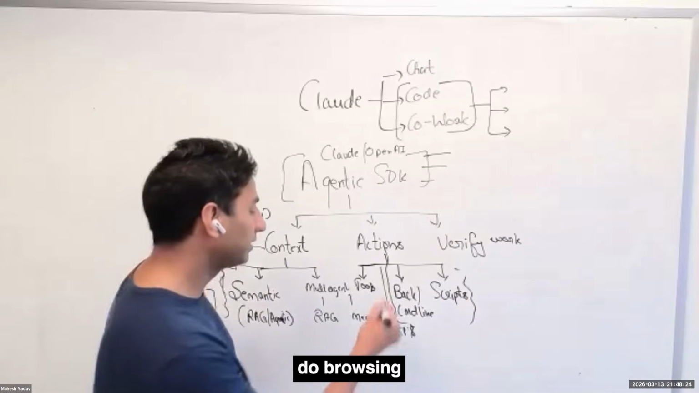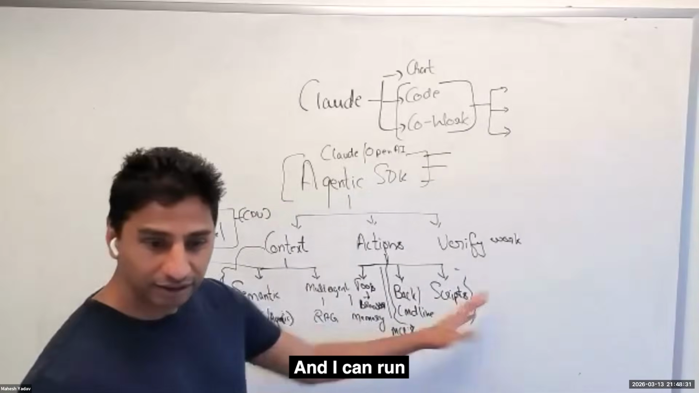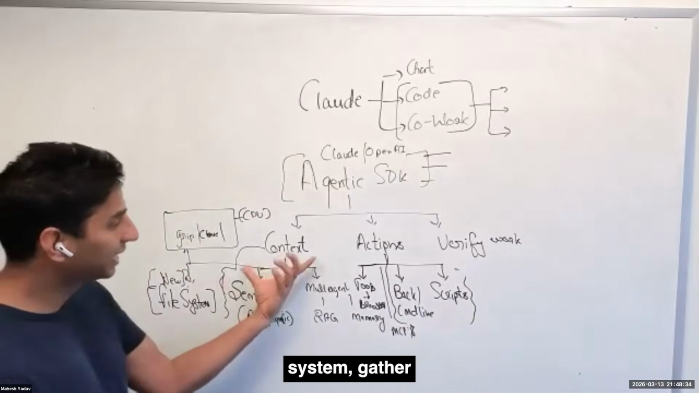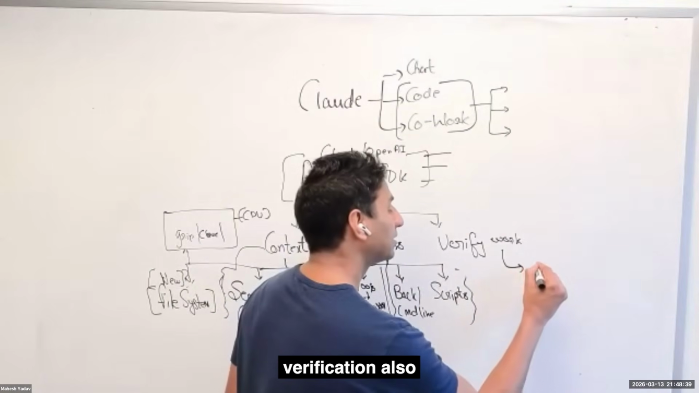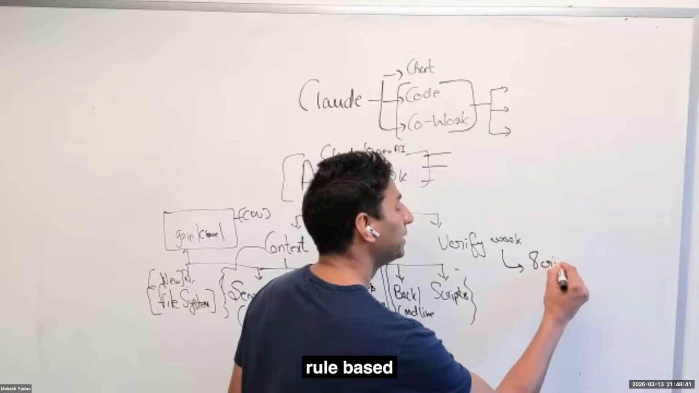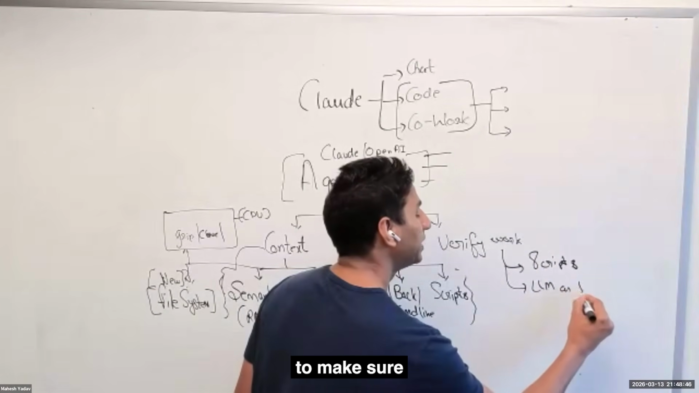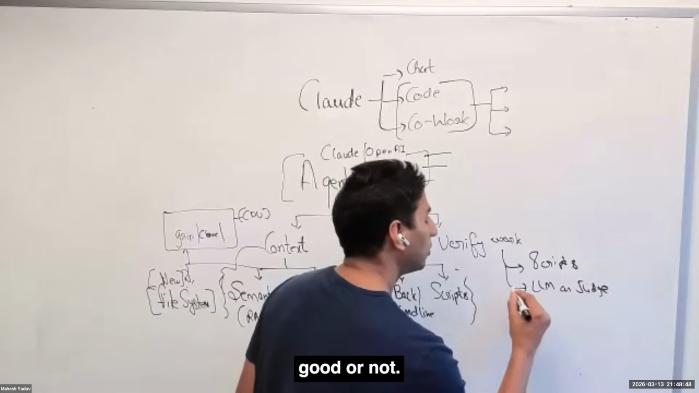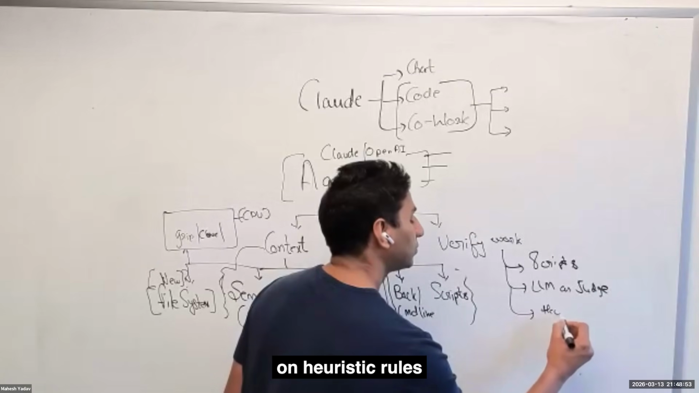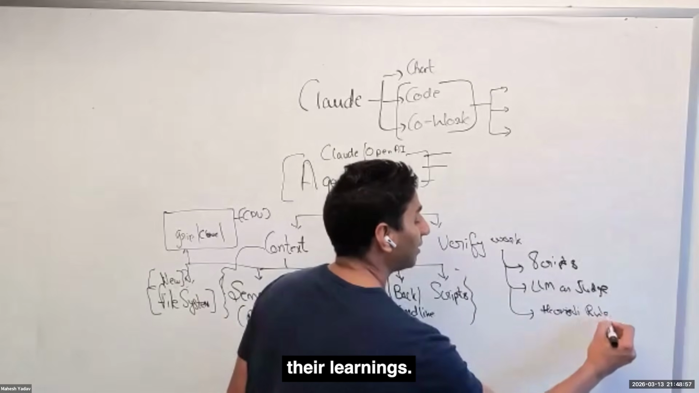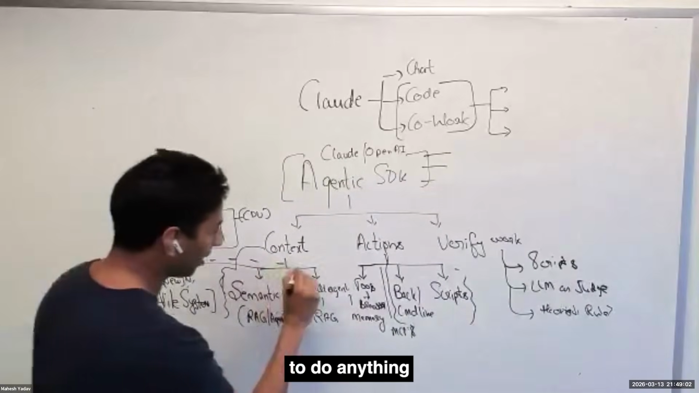Now you can also do browsing through tools. So browser is a tool, right? And I can search through this file system, gather a lot of context, take action, and then at the verification stage also, I can write different rule-based scripts to check if I have done the job. They also put LLM as judges to check whether we are good or not. And then they define some of their own heuristic rules. And this is the best of their learnings. And they package it all in this SDK. So you need not do anything here.